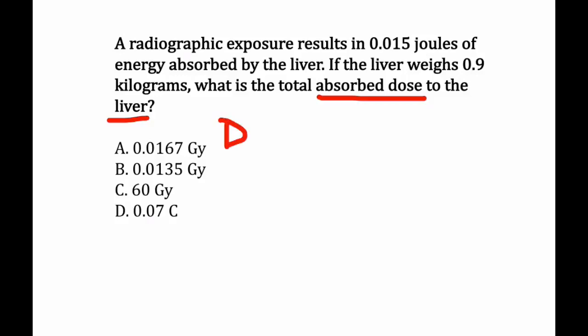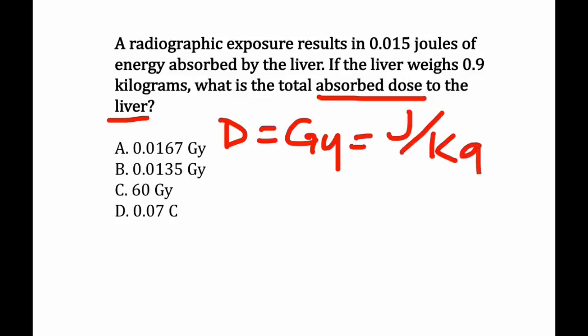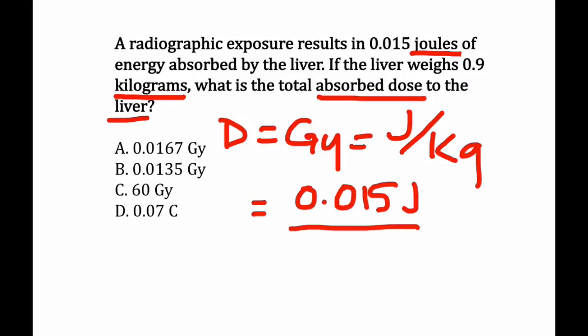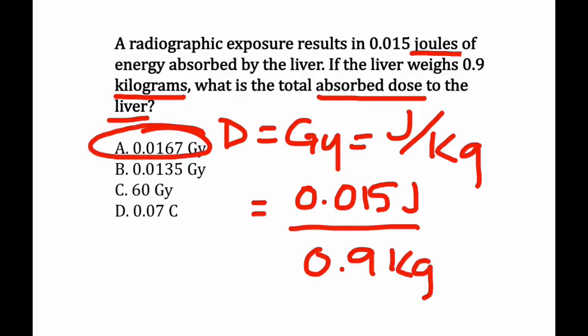So the absorbed dose, D, is actually measured in grays, and remember, the gray is equal to 1 joule per kilogram. This is very convenient because this question actually gives us joules and the kilograms in which those joules of energy were absorbed. So now it's just a matter of plugging in the numbers. Our absorbed dose then is equal to 0.015 joules of energy divided by the weight of the liver, which is 0.9 kilograms, and that's going to equal one of our answers, which is actually A, 0.0167 gray.